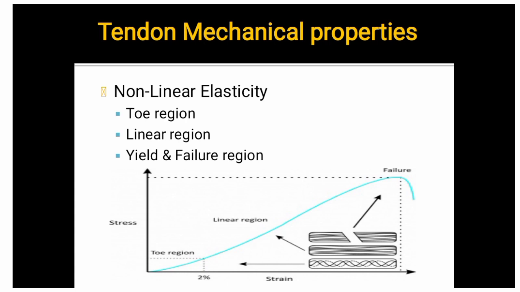The third one is the yield and failure region. This is where the tendon is stretched beyond its physiological limit and intramolecular cross-links between collagen fibers fail. If microfailure continues to accumulate, stiffness is reduced and the tendon begins to fail, resulting in irreversible plastic deformation. If the tendon stretches beyond 8 to 10% of its original length, macroscopic failure soon follows.